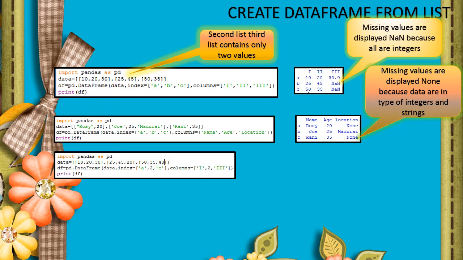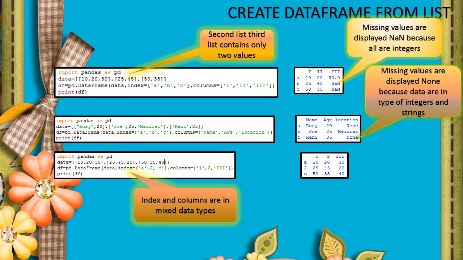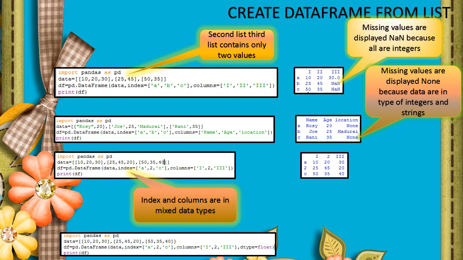And the next one, index A to C, is a mixed data type in both index and columns. Like this we can also create it. So not only the data, the row title and column title can also be given in mixed data types. For that only, this example is given.